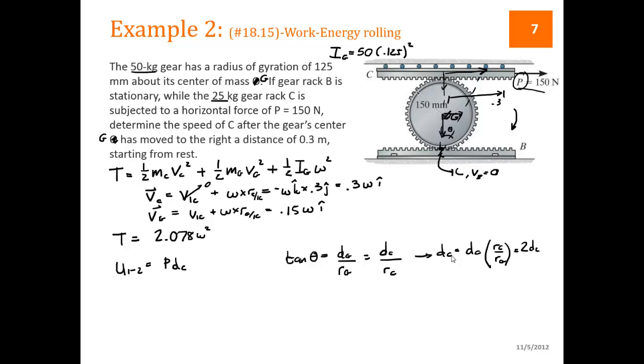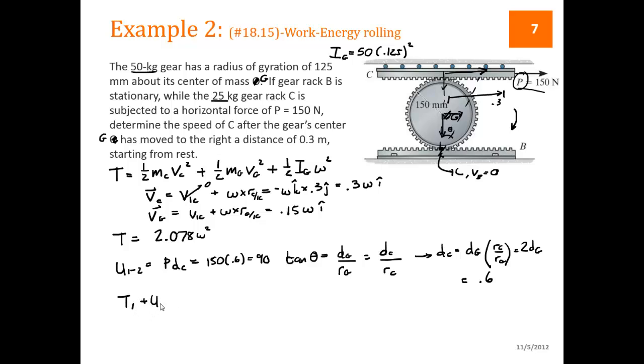That's a G, sorry. This is also a G. Alright, so if DG moves 0.3, then DC is going to move 0.6. P is given as 150, so 150 times 0.6 is equal to 90. The work is 90. So now we can write our work energy.